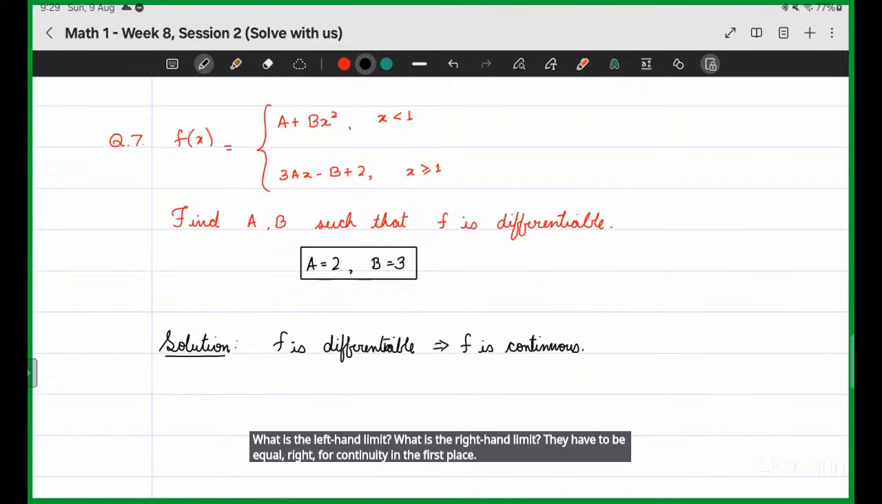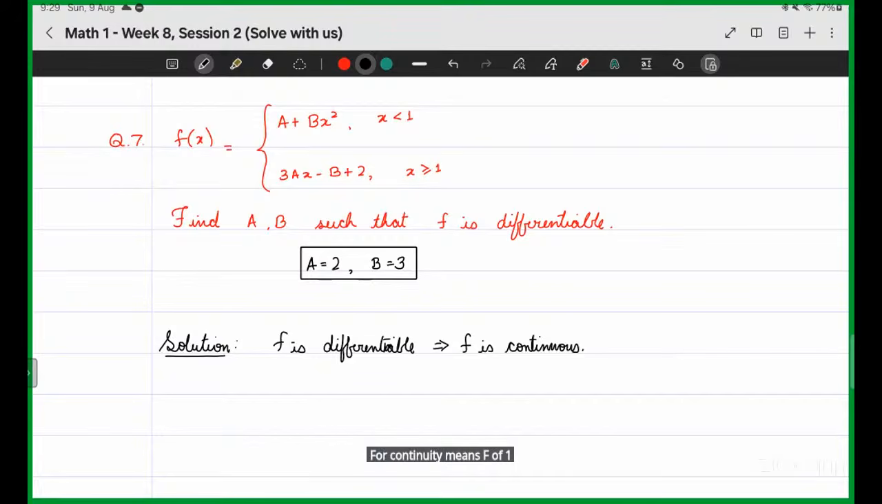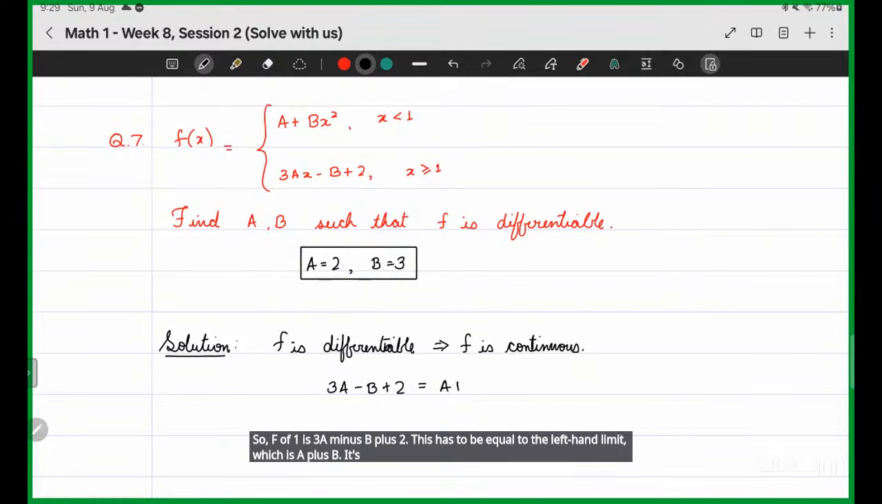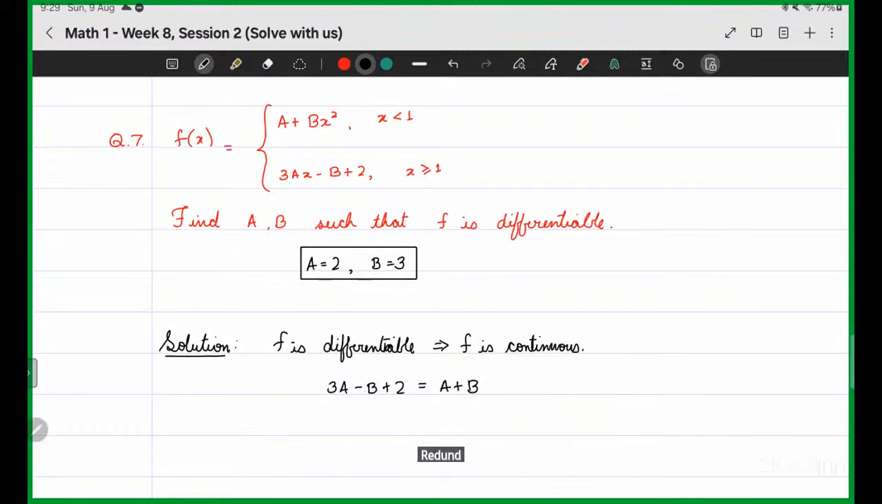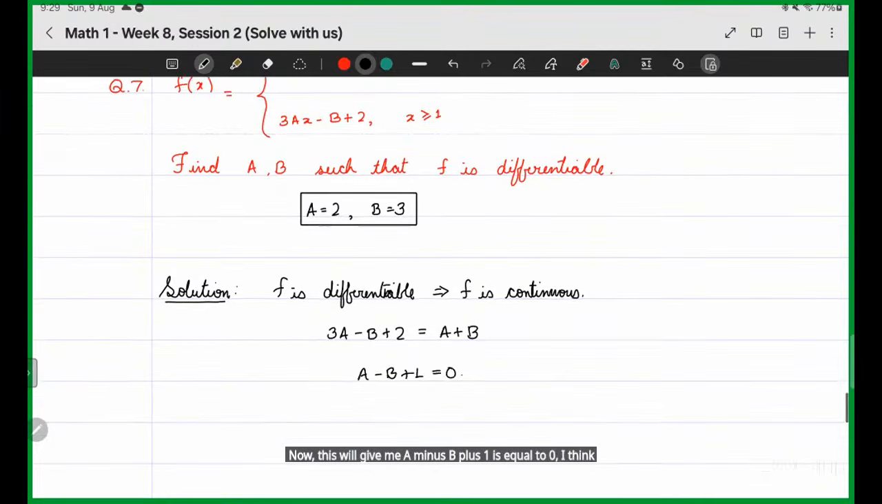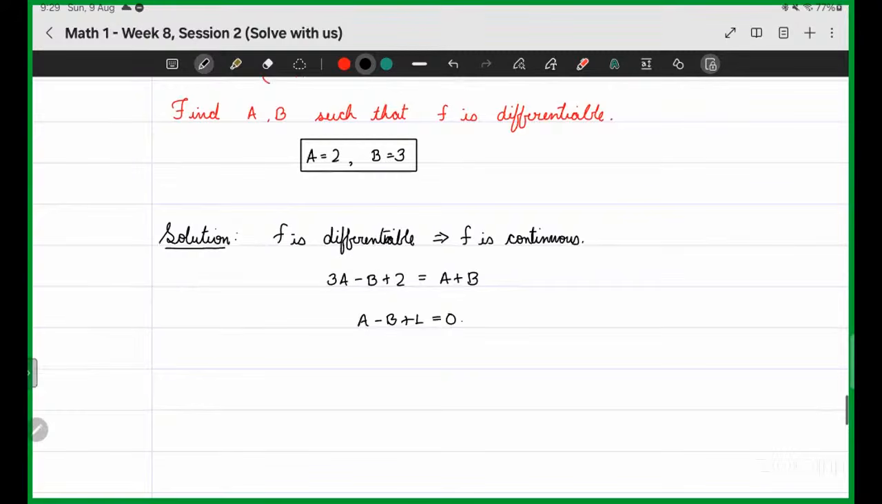For continuity means f of 1. For f of 1, both of these would be equal. So f of 1 is 3a minus b plus 2. This has to be equal to the left hand limit, which is a plus b. It's a polynomial, so I'm just substituting, which is also equal to substitution of 1 in the other equation, which would be the right hand limit, but I'm not writing that again because it is redundant. Now this will give me a minus b plus 1 is equal to 0, I think. Right? Rearrange, I'll get this.